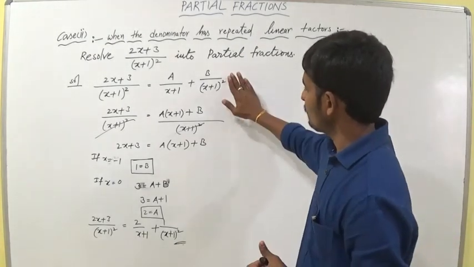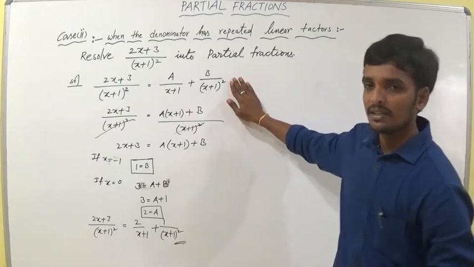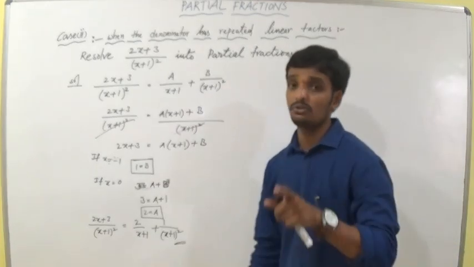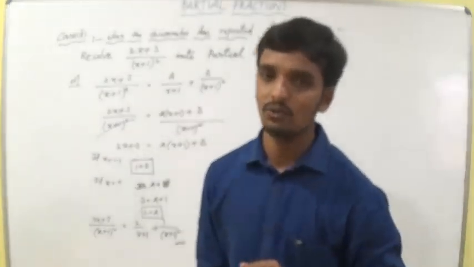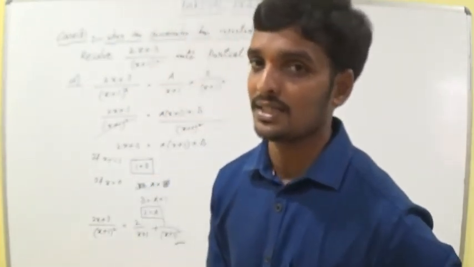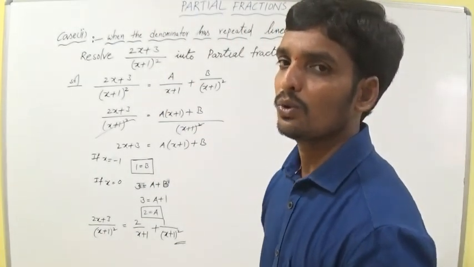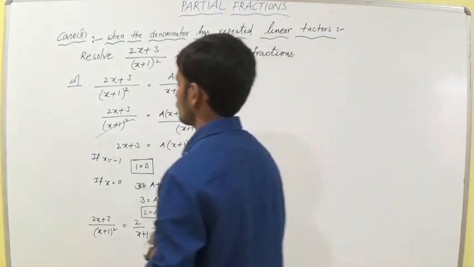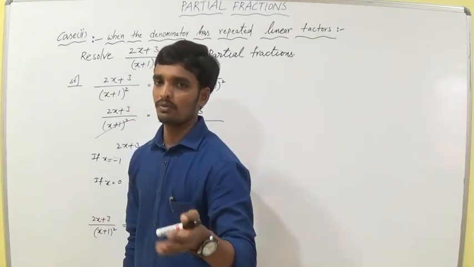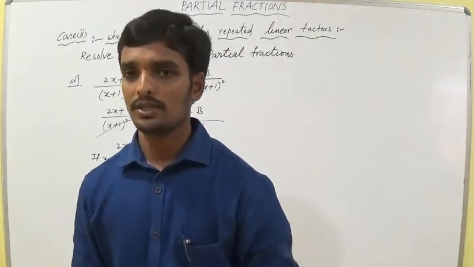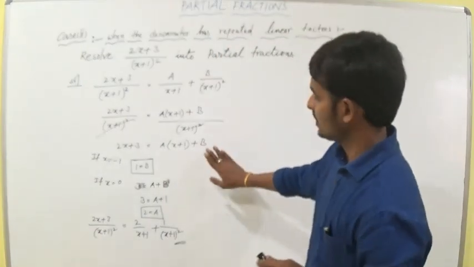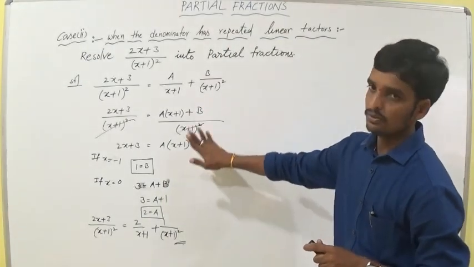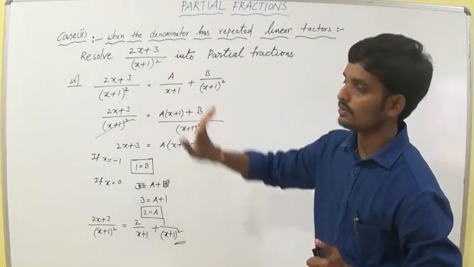So if you write the first step in a correct way, the remaining depends on your calculation. What I have to do is take the values of x. Comparing the coefficients is also correct. By comparing the coefficients, I will tell you one of the problems in that method, so you can understand. This is the method in case 2.